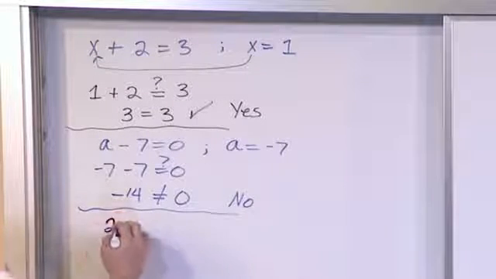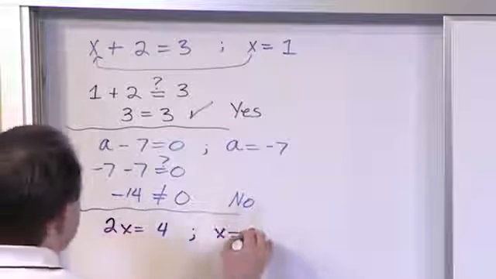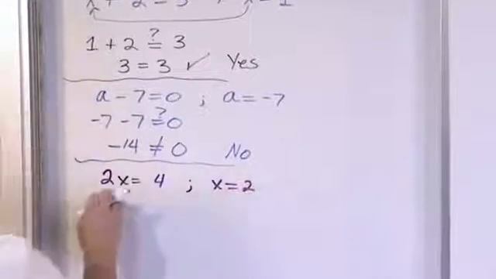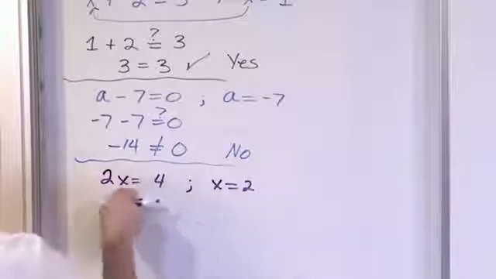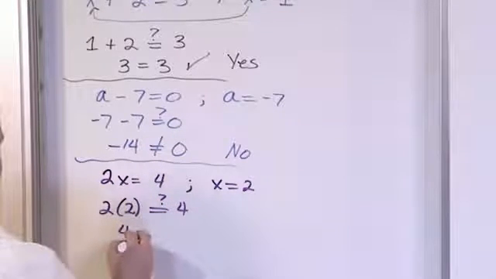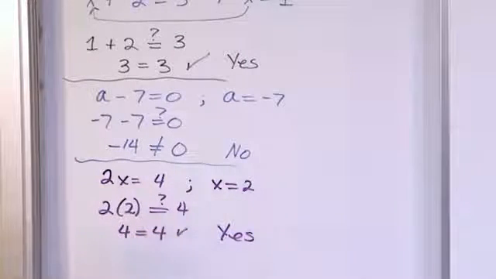Let's do 2 times x is equal to 4. And let's say that x is equal to 2. Now we're trying to figure out, is this the valid solution? So let's stick it in here. 2 times 2, because we're substituting for x, equals with a question mark 4. And I think you would agree that 4 is equal to 4. So yes, this is the solution to this equation. All right, let's do another one.